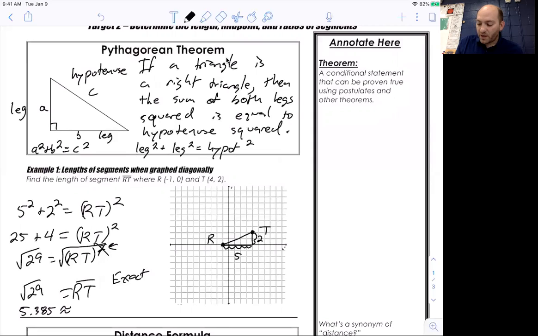I'm going to use this symbol to mean approximately equal to RT. You need to pay attention to when it says exact versus approximate. Approximate is going to be a decimal number because it's rounded off. Exact is going to leave the radical sign in the answer.